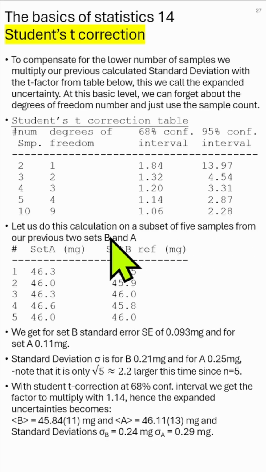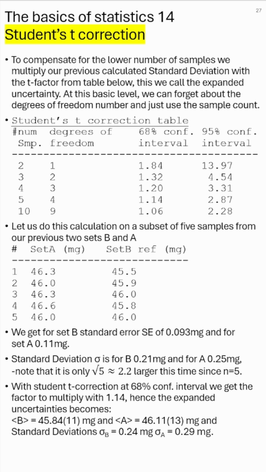So let's do this calculation on a subset of 5 samples from our previous 2 sets. We pick out 5 samples from the uncoated and 5 samples from the coated. That means the A set is after coating, B set is before coating. So here we have them. After coating: 46.3, 46.0, 46.3, 46.6, 46.0 milligram, all of them. Before coating: 45.5, 45.9, 46.0, 45.8, 46.0 milligram. We do the calculation.